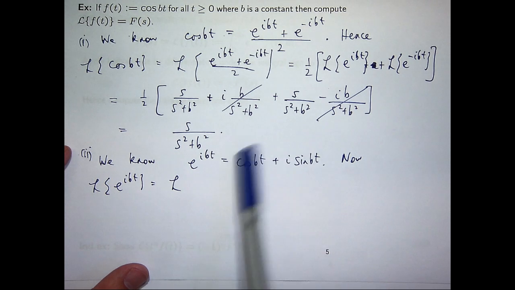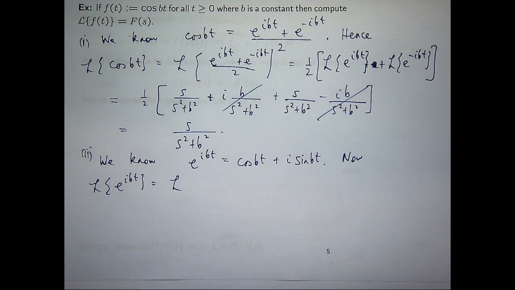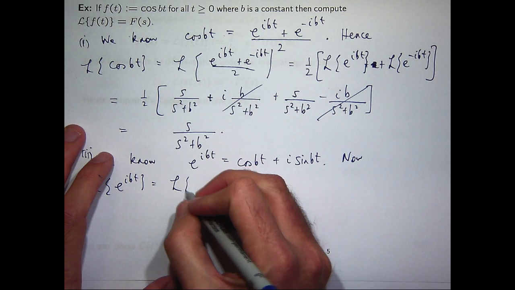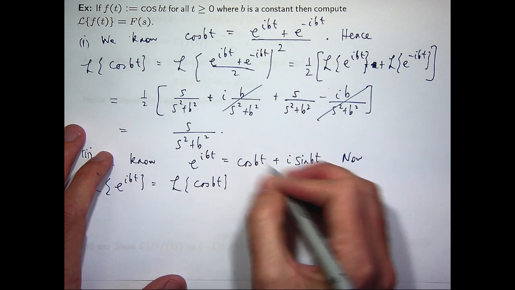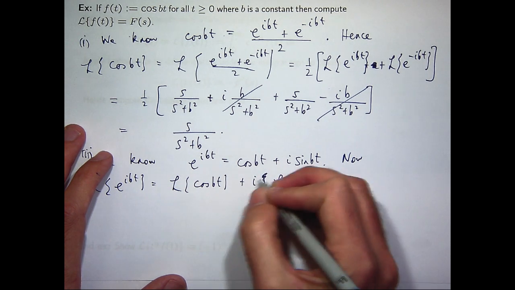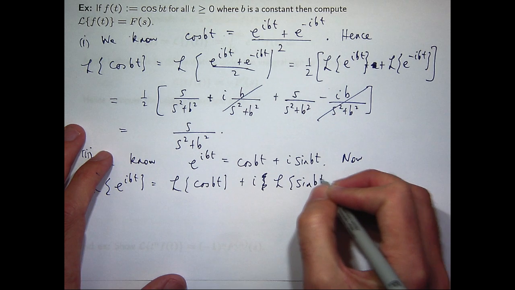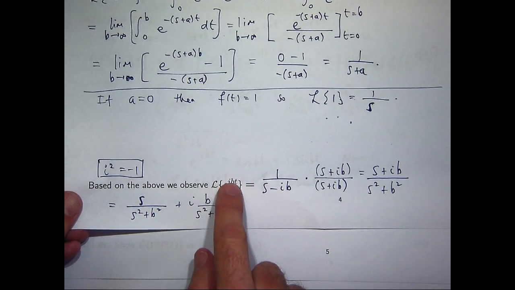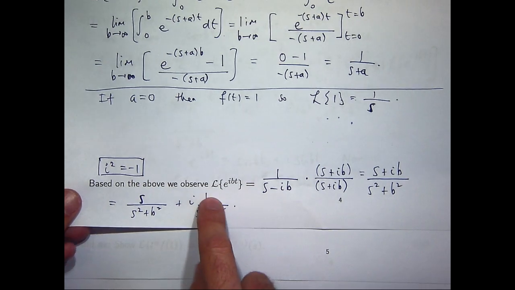Now, taking the Laplace transform of these two, because we're using integrals, the Laplace transform can be thought of as a linear operator, right? So I can break up the Laplace transform of the whole of this, and I can bring that i out the front. So i times this transform. Now if we look back to the previous slide, the Laplace transform of e to the ibt was this plus i times this.